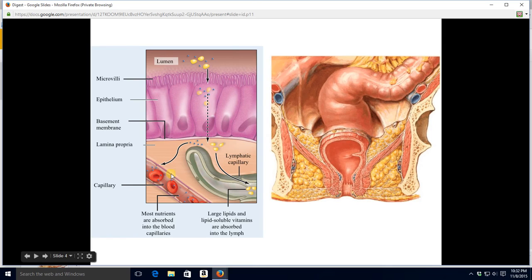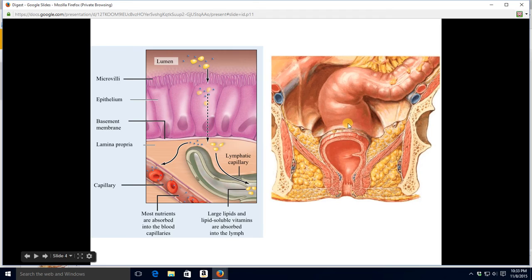Notice the absorption, the act of getting these nutrients in the blood or the lymph, takes place in the connective tissue layer that underlies the epithelium, and that, of course, is known as the lamina propria.